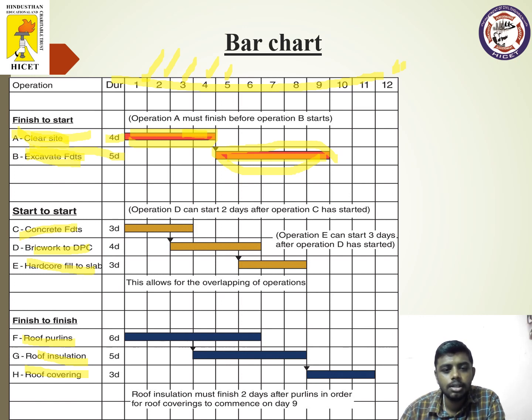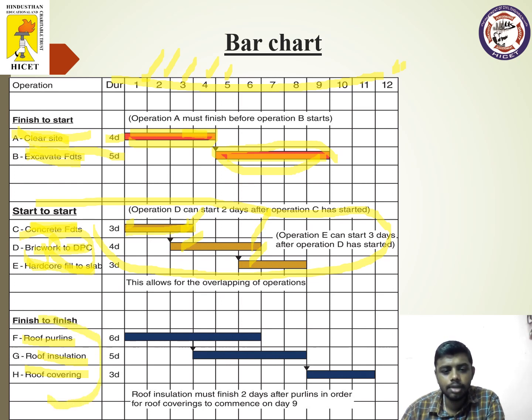Also, these overlapping or parallel activities can be clearly seen from this second part, where the concrete work is done in the first 3 days, that is first day, second day, and third day, and brickwork can be started on the third day, before the completion of activity C, concrete fills. This means that there is no relationship between activity C and activity D. And if you look at activity D and E, D is not completed here, but E is already started here, right? This means that there is no interrelationship between D and E.